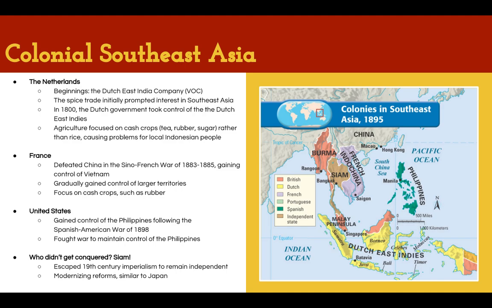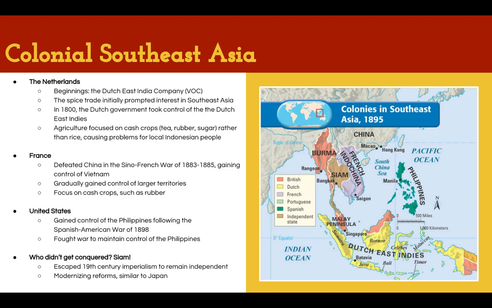France also had a sizable empire in Southeast Asia. They defeated China in the Sino-French War of 1883 to 1885, and this gave them control of Vietnam. And over time, they gradually expanded into more territories, and we call their region French Indochina. And like the Dutch, they focused also on cash crops, especially rubber production.